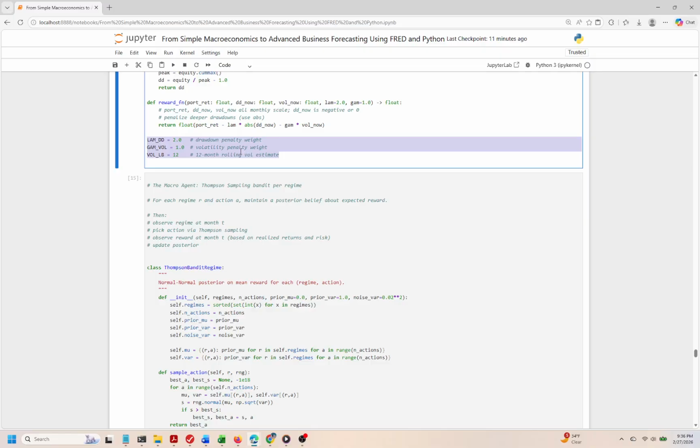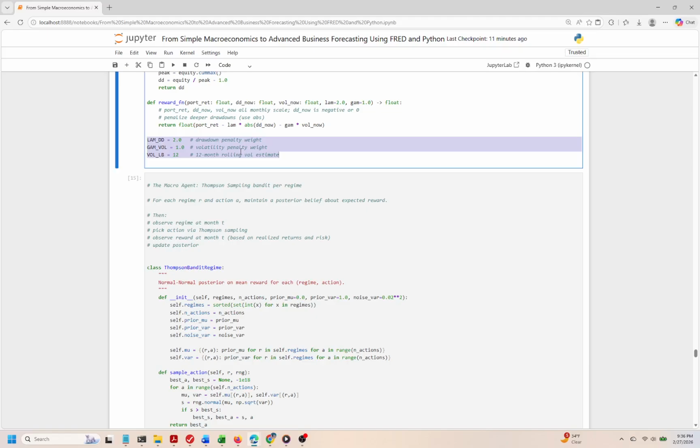The rolling volatility is estimated over a year, which provides a smoother measure of risk as opposed to focusing on short-term fluctuations. As we proceed to the next cell, you can expect to see this reward function put to use, allowing us to evaluate various portfolios' performance under the criteria we've established. This will help in making informed decisions about asset allocation and risk management strategies moving forward.